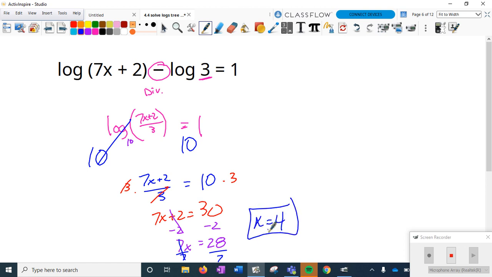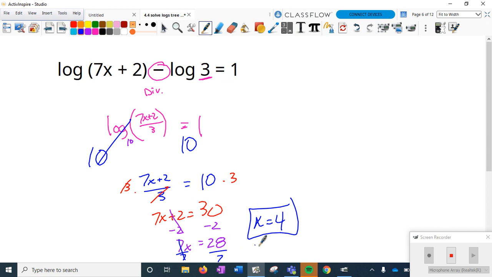Okay, so that's what we're going to do. If not everything has a log, we want to use our laws to condense, and then get rid of this log base by using an exponential base to both sides. All right, again, keep in mind, we can always go check this. I can go type this in my calculator and substitute a 4 and see if I get a true statement. Okay, we can do that.